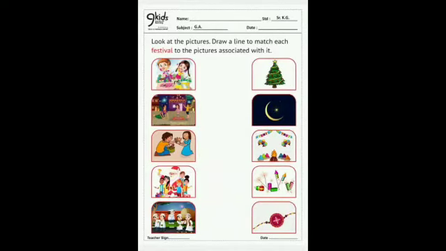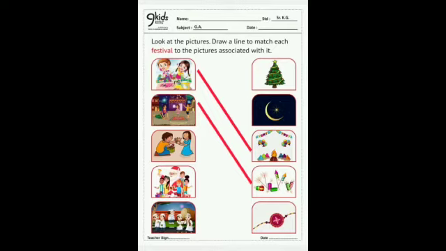Okay kids, let's solve the worksheet which I gave you for homework. Which picture is first? First is Holi. So where will we match Holi? We will match Holi to its symbol of colors. Next is Diwali. What is the symbol of Diwali? Crackers. So we will match it with crackers.